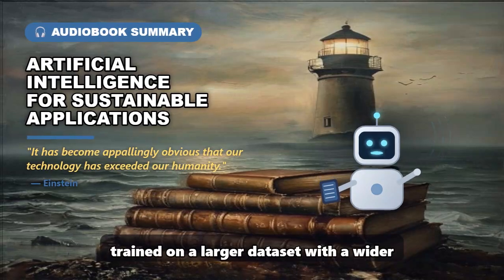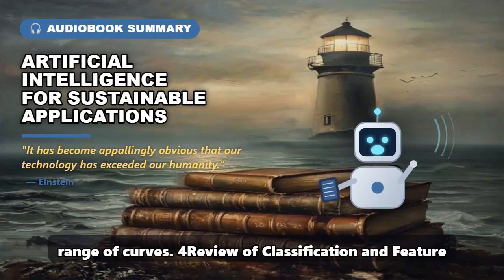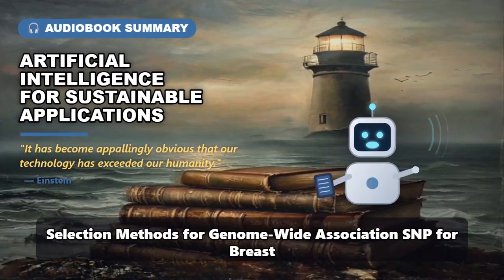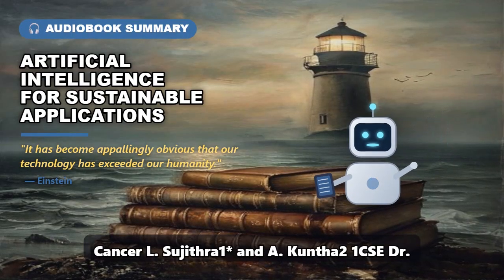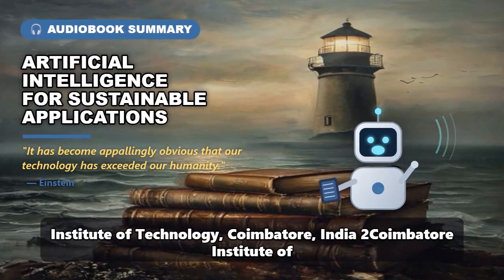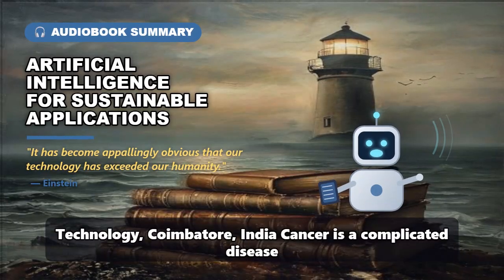A review of classification and feature selection methods for genome-wide association SNP for breast cancer, L. Sujithra 1* and A. Kuntha 2. 1 CSE, Institute of Technology, Coimbatore, India. 2 Coimbatore Institute of Technology, Coimbatore, India.